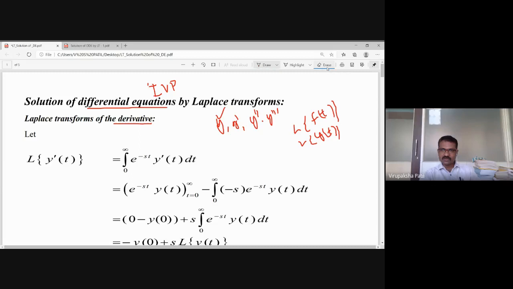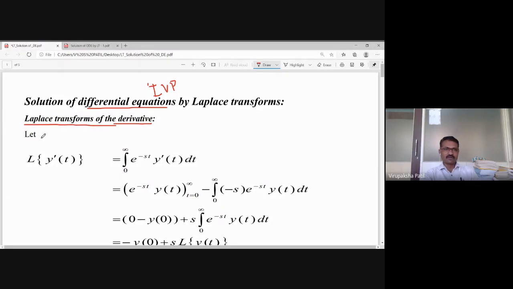So don't get confused with the y, t, f, all those things. Sometimes t is given in terms of x, nothing to worry about. Just treat this x as t, and you will get your solution very easily. First we will find the Laplace transform of the first order derivative, then it can be extended to second order, third order, fourth order, and so on, as and when required. But before that, you must know the Laplace transform of the derivative.